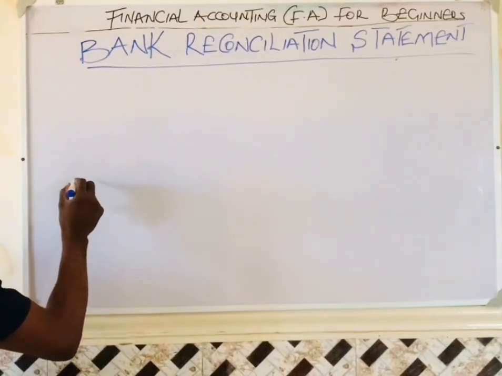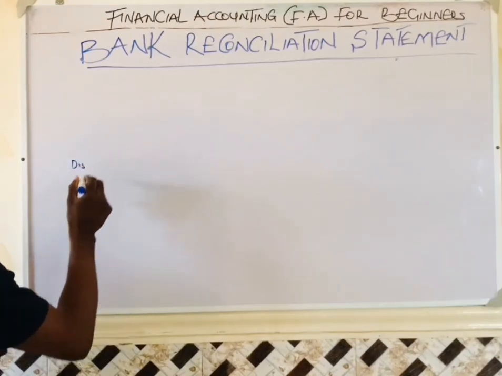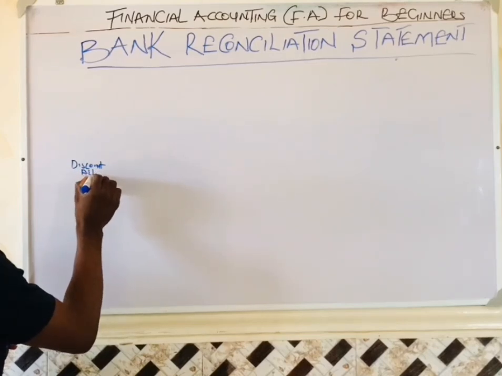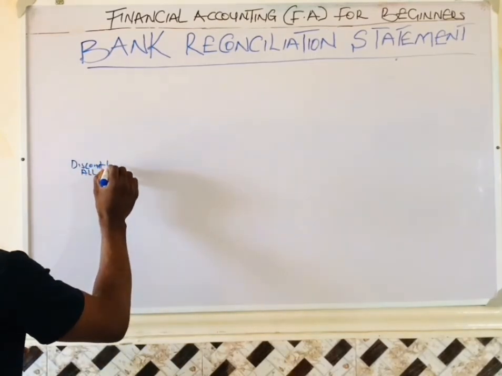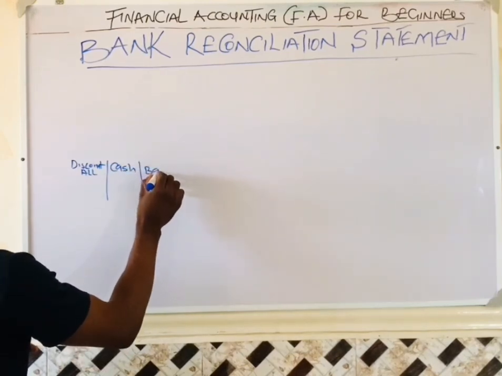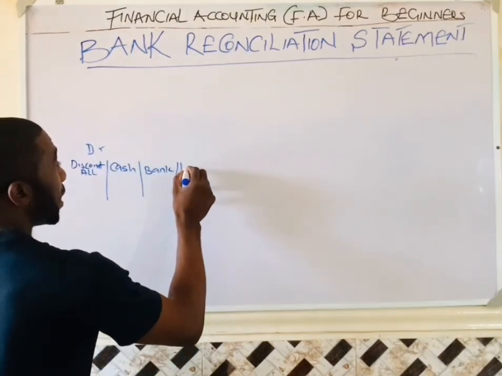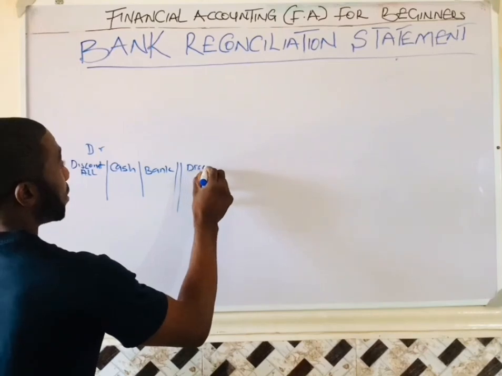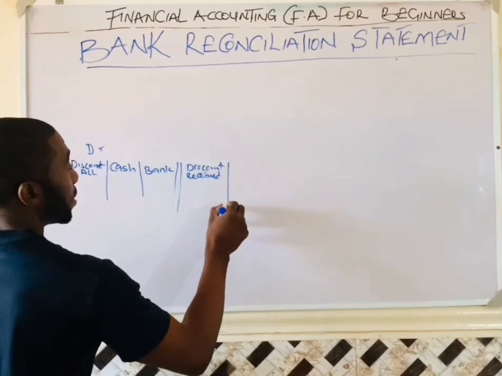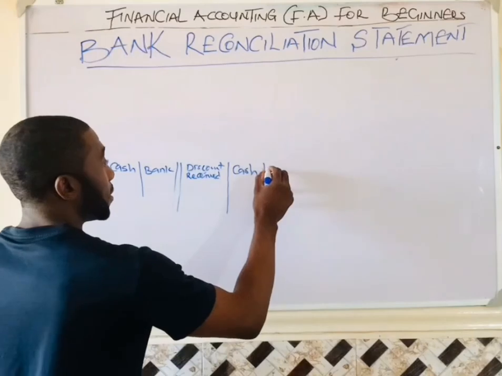So as you can see, in our cash book, the 3-column cash book, we have the discount allowed column, we have the cash and bank. This is for the debit side. And for the credit side, we have discount received, we have cash and bank.